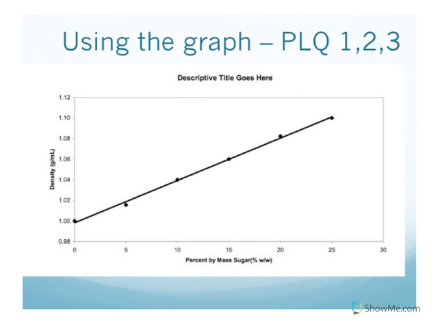PostLab question number 2 says, use the graph to estimate the unknown sugar concentration in the first beverage. To do this, locate the point on the y-axis that corresponds to the density value of the beverage. For my example here, I'm going to use 1.06 grams per milliliter as the density that I calculated from my data for the lemon lime soda.